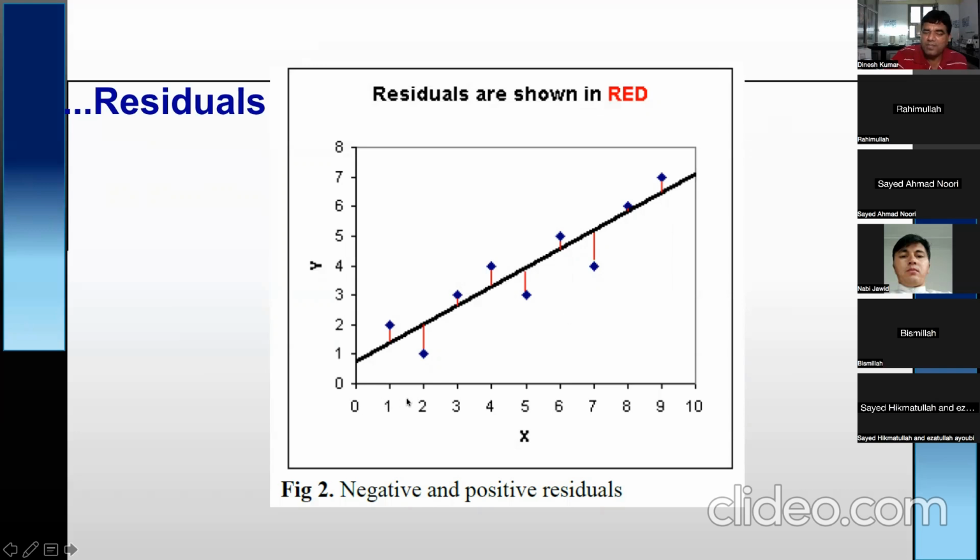So you know on x-axis it is x, on y-axis it is dependent variable. Hope you understood the meaning of residuals. Means the distances from the line.